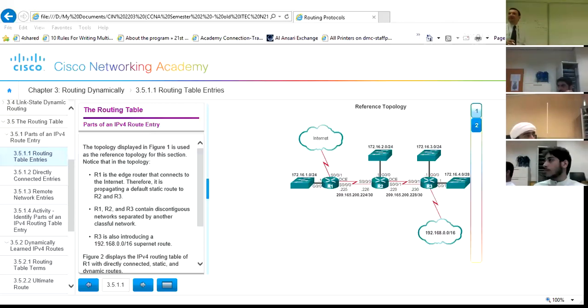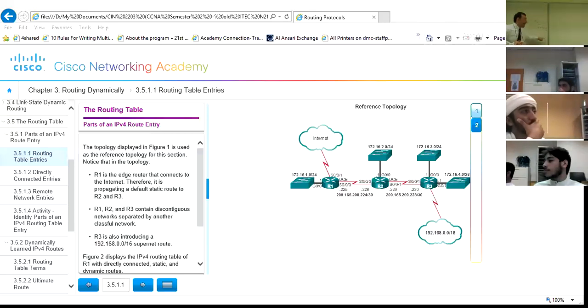But what will it send? It will not send the /24. It will send the classful subnet mask /16. Why? Because we forgot to put the no auto summary. No auto summary disables summarization by default, or automatic summarization.